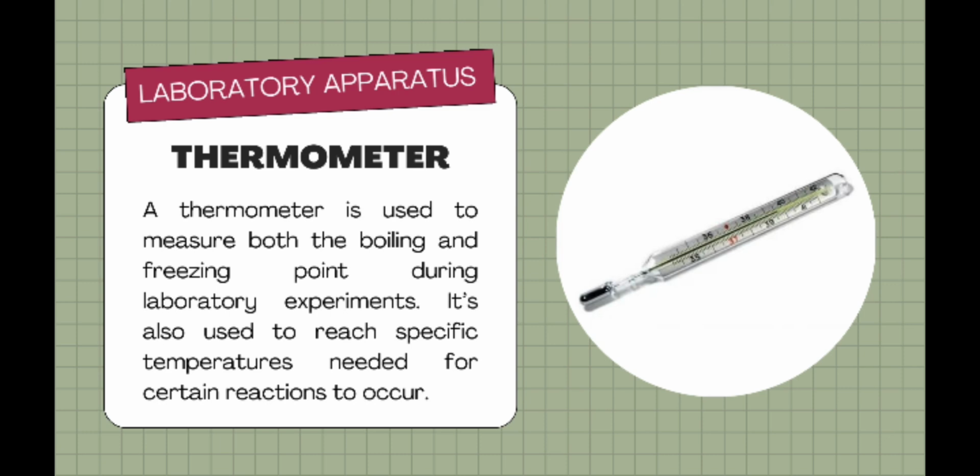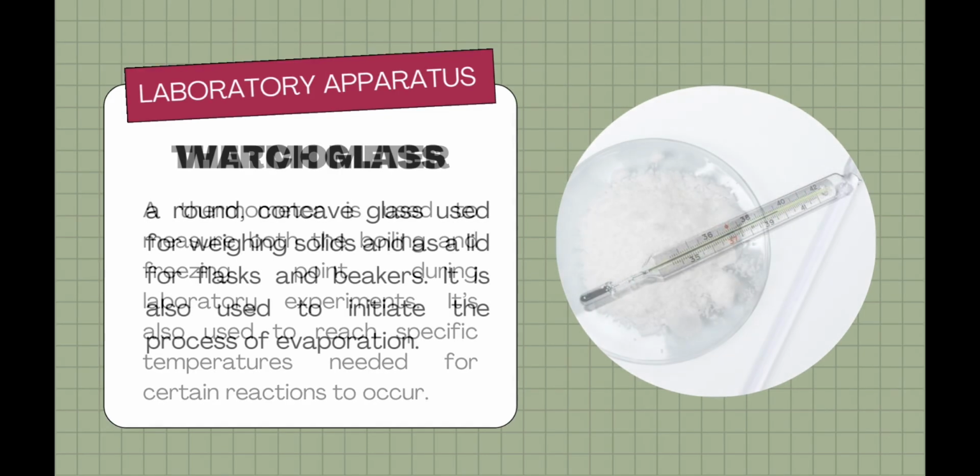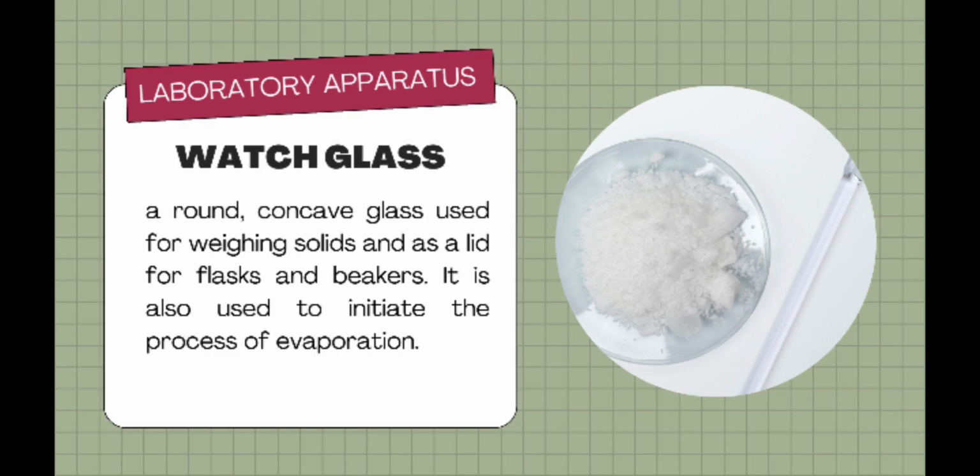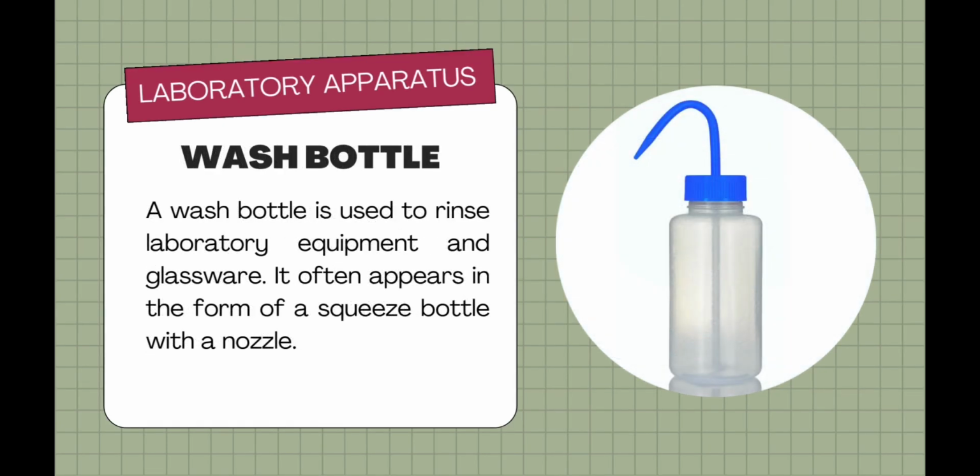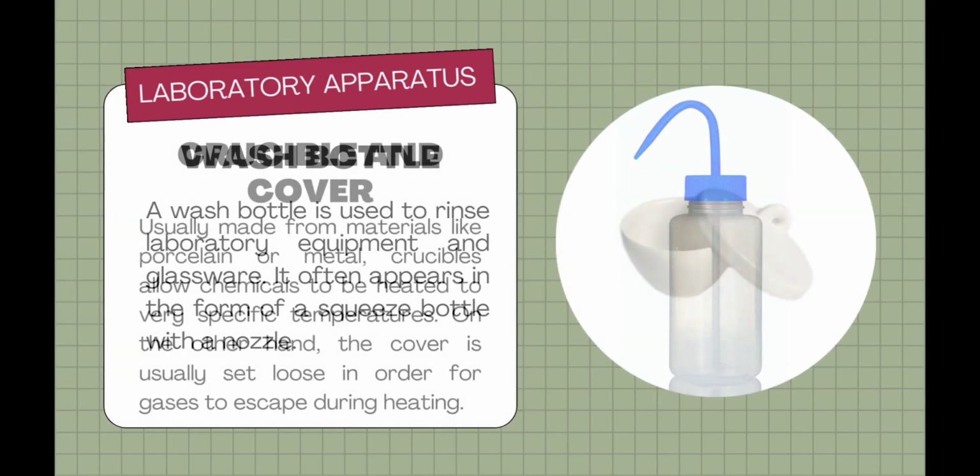It is also used to reach specific temperatures needed for certain reactions to occur. A round concave glass used for weighing solids and as a lid for flasks and beakers is called a watch glass. It is also used to initiate the process of evaporation. Next is the wash bottle, which is used to rinse laboratory equipment and glassware. It often appears in the form of a squeeze bottle with a nozzle.